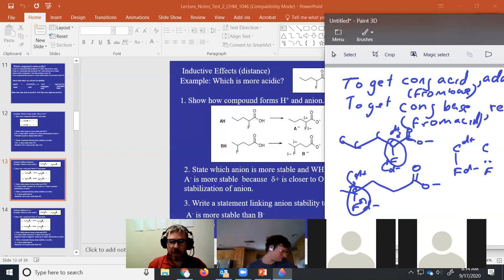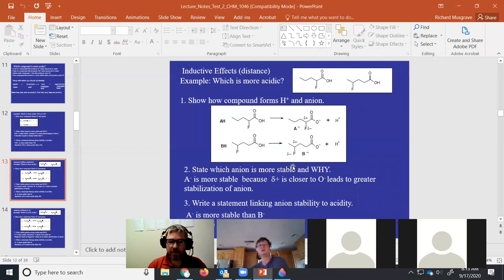So what we can talk about now is which anion is more stable and why. It turns out that if I was to label these, I'll label this one AH and this one A minus, makes it a bit easier for me to talk about them. I can say A minus is more stable because the delta plus is closer to the O negative. And what that does is it leads to greater stabilization of that anion.